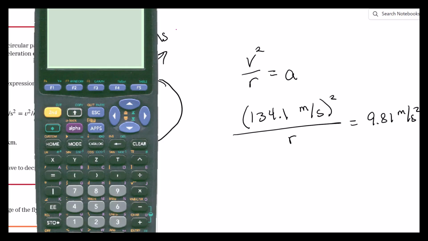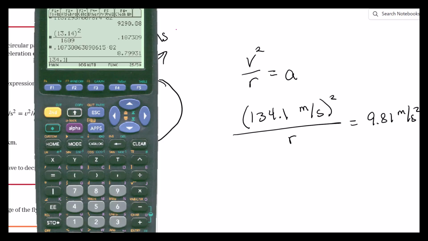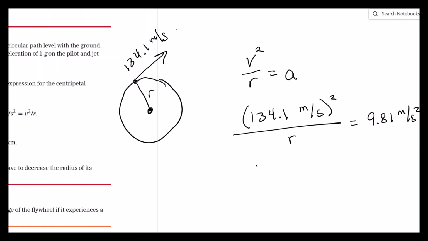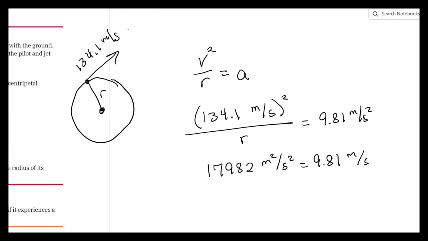So I've got 134.1 squared, which is, come on, chicken, go. All right, 17,982 meters squared over seconds squared equals 9.81 meters over seconds squared times r.